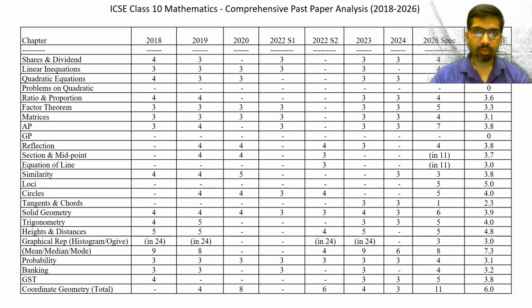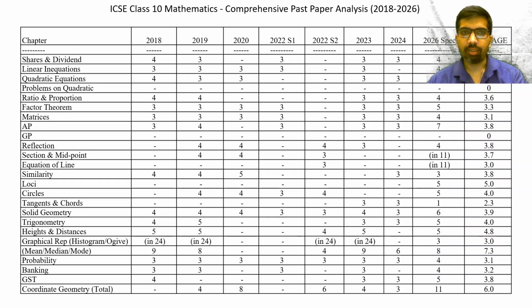So let's go further. I used AI and I've done analysis of all the papers from 2018 till now. If you see over here, there are many topics. Every year, how many marks has one topic had? It's written over here. This is the average marks: shares and dividends 3.3, linear equation 3.2, quadratic 3.7, and so on. All the topics are given here, with the average marks per chapter. You can see roughly from one topic they ask around 3 to 5 marks.